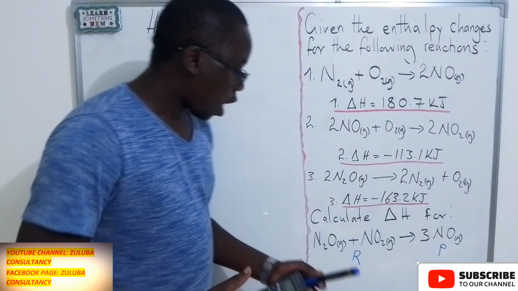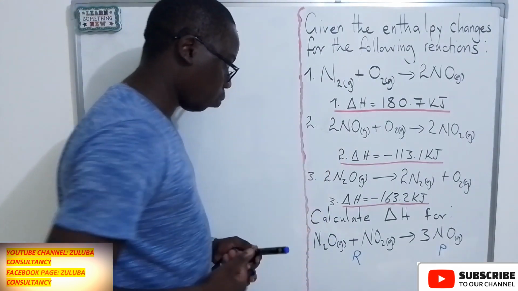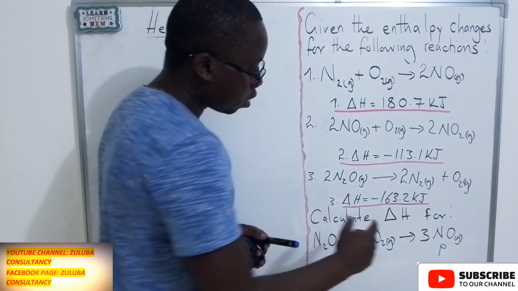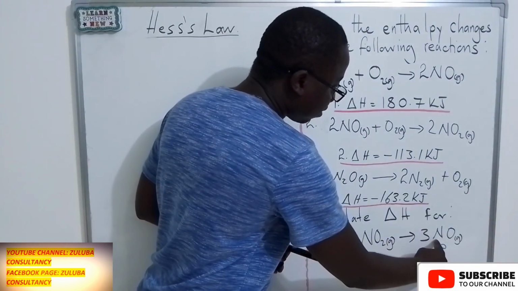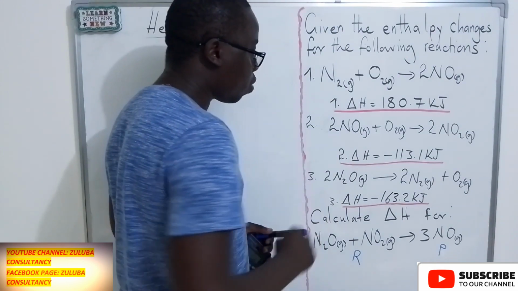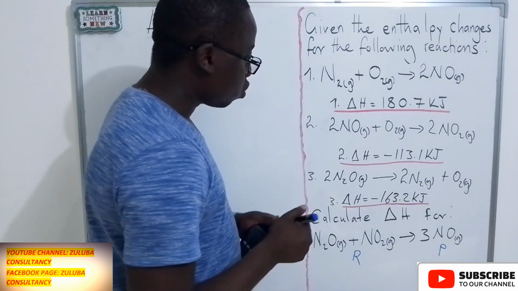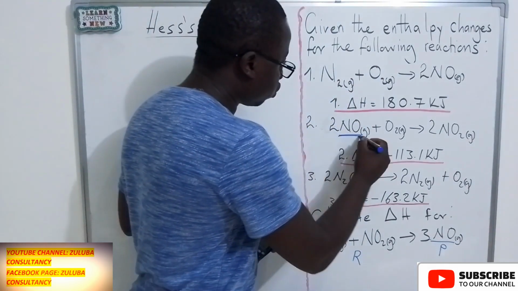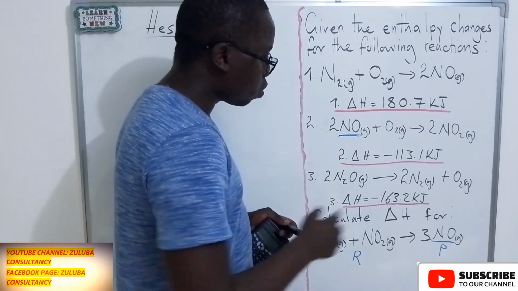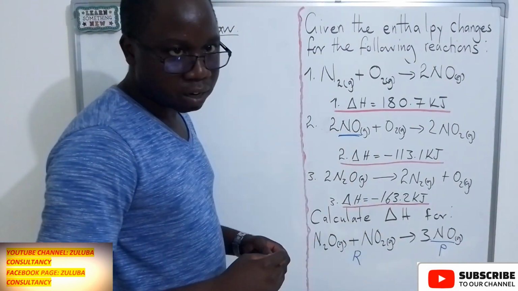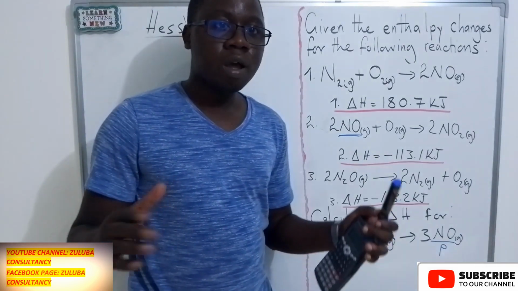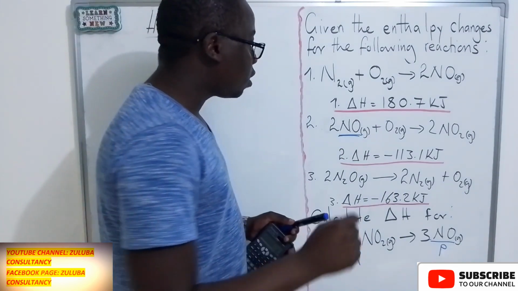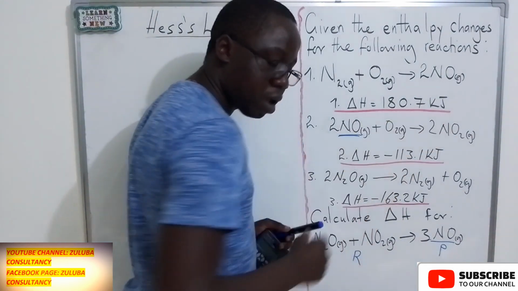So in this case, I can start with equation 2. Now, why am I starting with equation 2? Have you noticed that there is a product which has NO. Equation 2 has NO in it, which is here. So this product is in equation 2. Now, in equation 2, this product is a reactant. Hess's law helps us to know that we can reverse this reaction and make this reactant become a product.